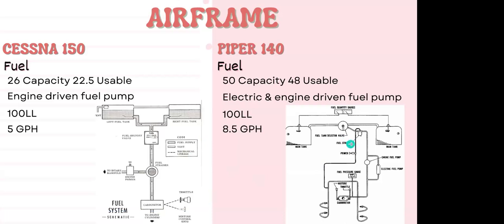So in the 140, again, since we've got a little bit more power and a bigger airframe, we've got a higher carrying capacity for fuel. In fact, we have just about double. So we have a 50-gallon capacity, 48 usable, again, third reserve. Although at 8.5 gallons an hour, 2 gallons seems less than 30 minutes, but that's all right. That's what the POH said.